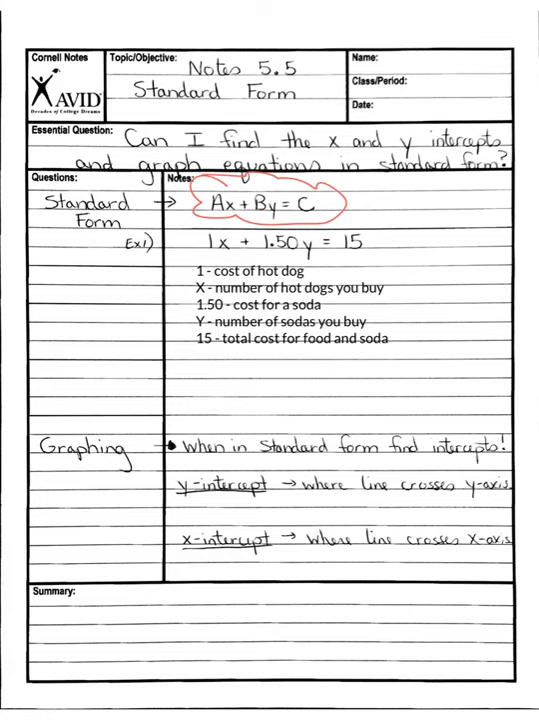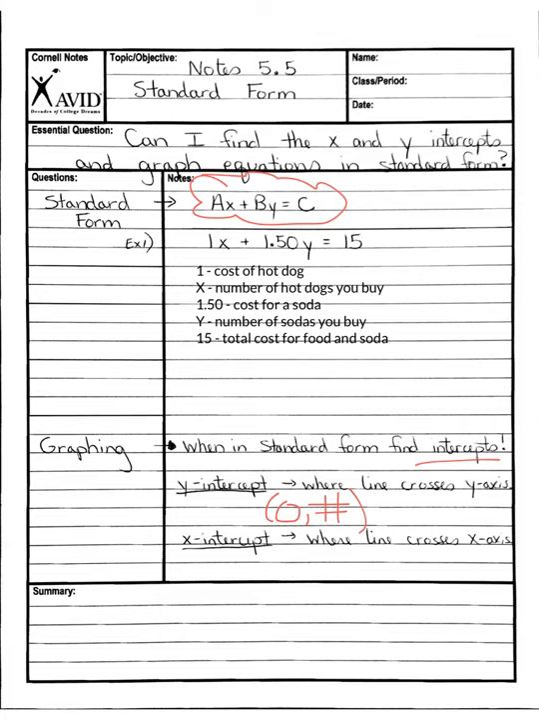So let's talk about how we graph these, because they look a little different. They're not in y equals mx plus b, my favorite. In order to graph these, we actually need to find what we call the intercepts. We've already talked about the y-intercept. It's where the line crosses the y-axis. And the y-intercept, we know, is when x is 0, and then you find the value for y.